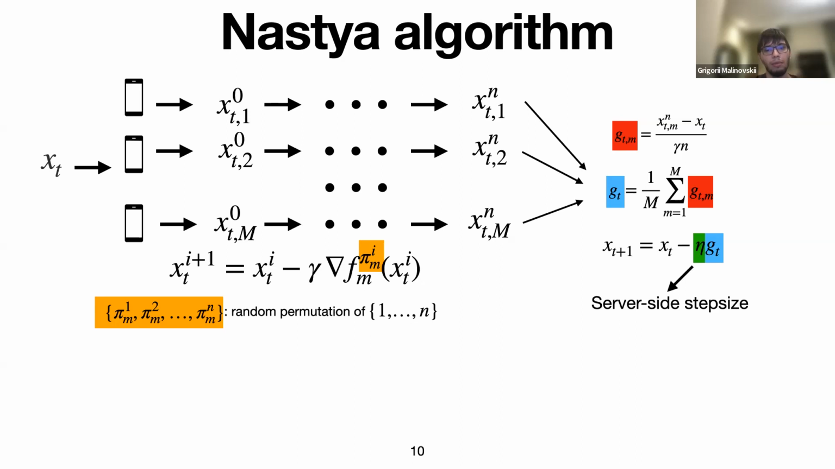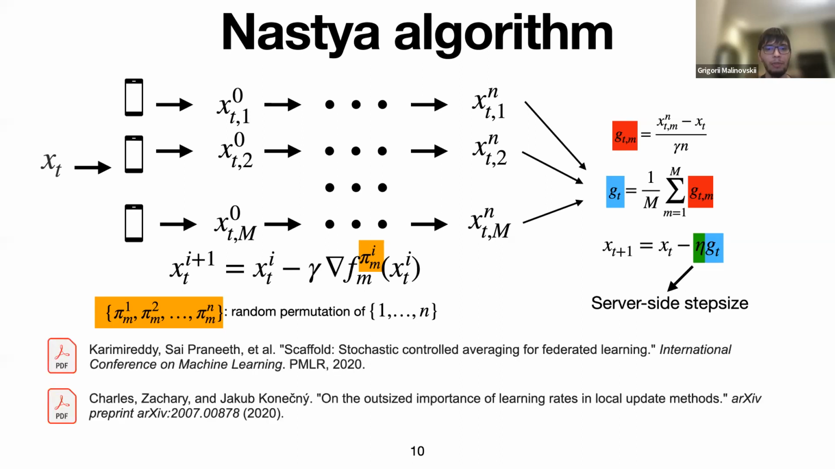So the idea is not new. In these papers, the authors introduced different methods with server-side and client-side step sizes, and these methods were analyzed. But I'm going to show that in conjunction with random reshuffling, the idea of two step sizes leads to much better convergence guarantees.